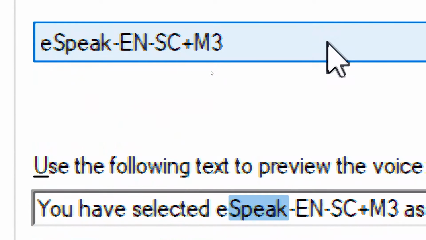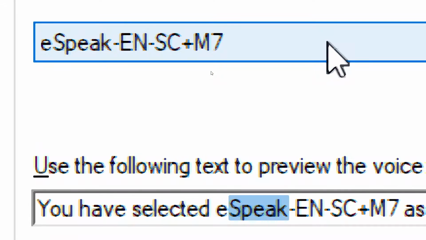You have selected eSpeak ENSC plus M3 as the computer's default voice. You have selected eSpeak ENSC plus M4 as the computer's default voice. You have selected eSpeak ENSC plus M5 as the computer's default voice. You have selected eSpeak ENSC plus M6 as the computer's default voice.